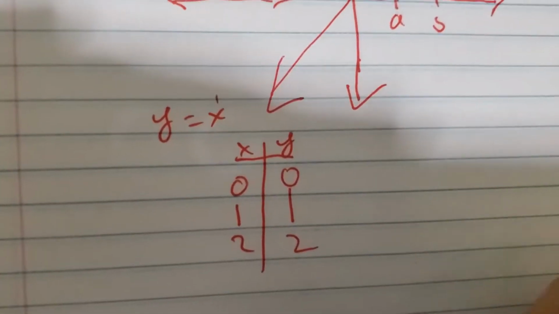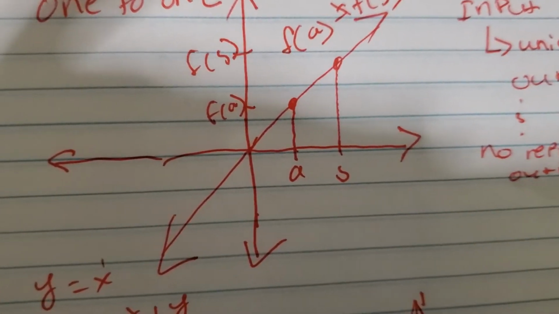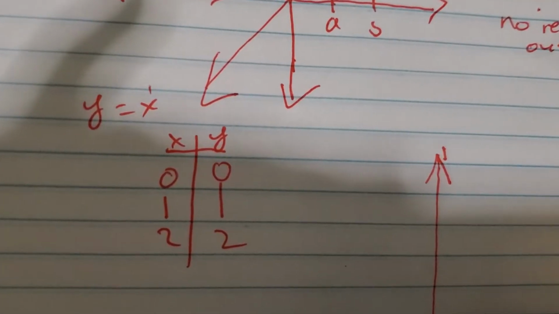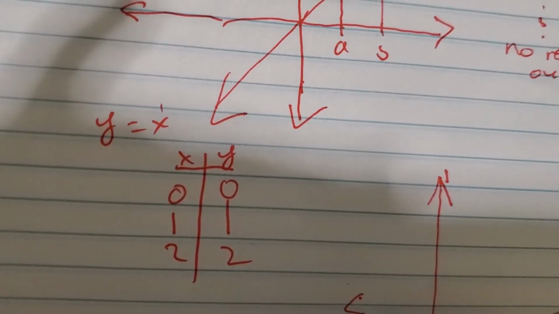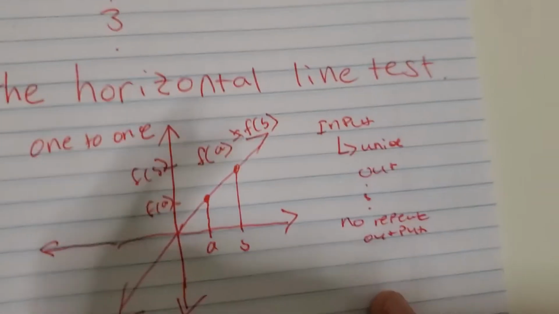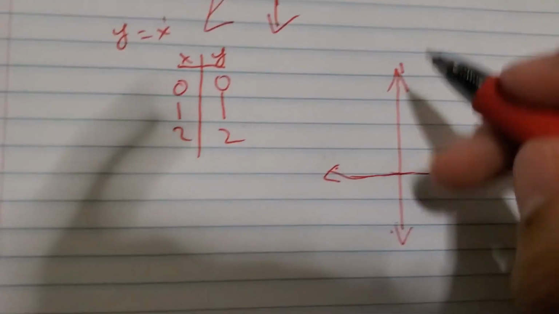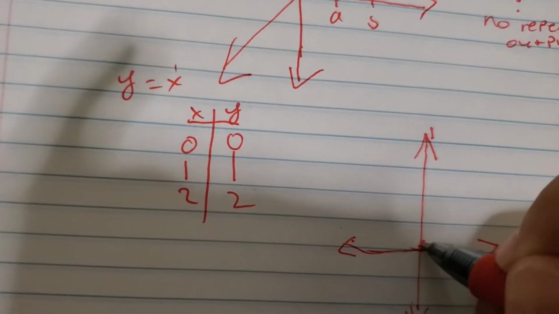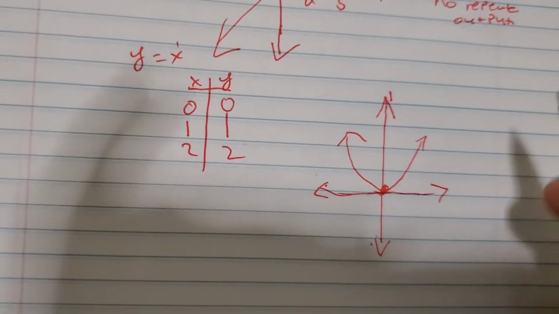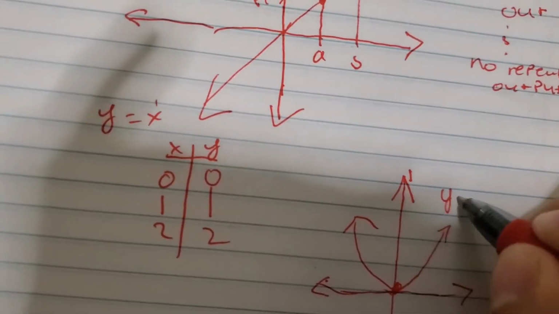An example of a function that's not one-to-one, let me just draw this graph out, guys. Drawing a similar graph, a parabola is the easiest way to show it: y is equal to x squared.